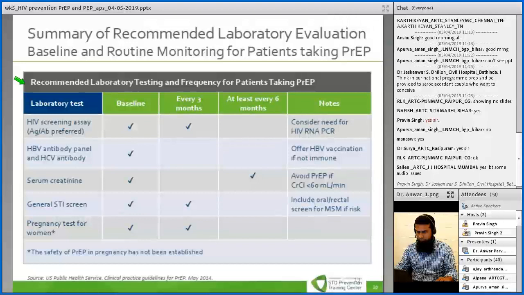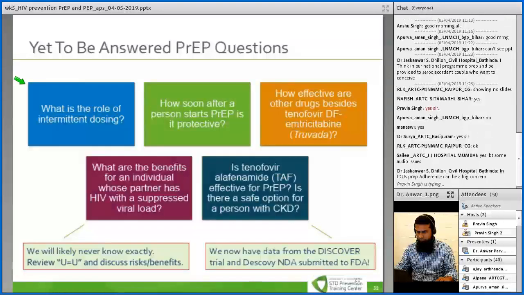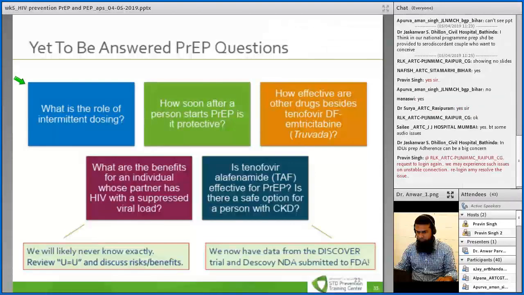So these are the tests that we spoke about, which are recommended. As we are using TDF, we recommend serum creatinine after 6 months, but if creatinine clearance is less than 60, PrEP should be avoided.